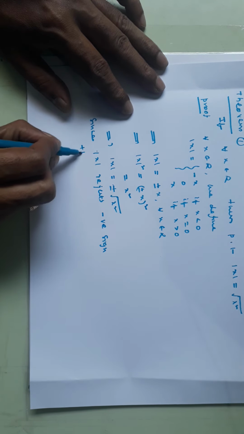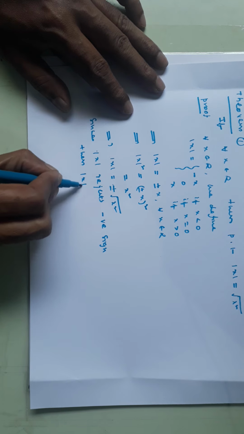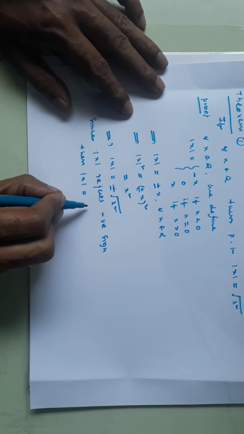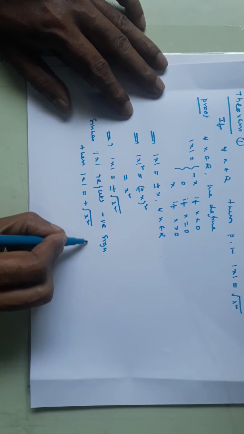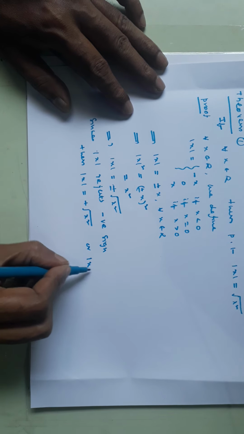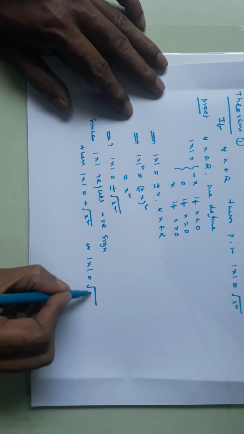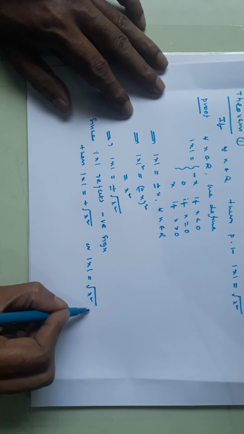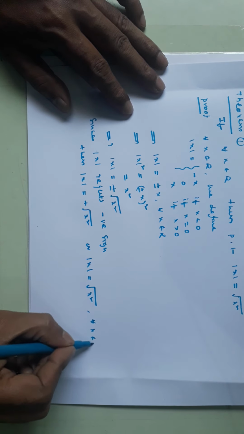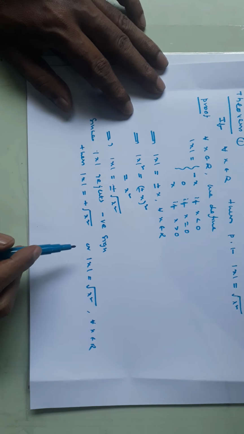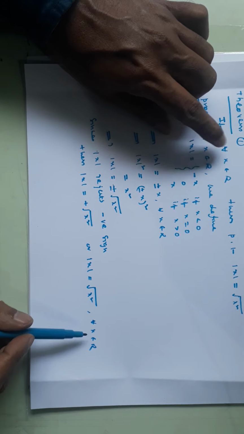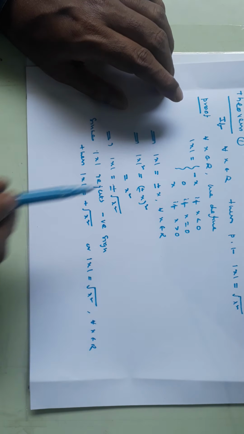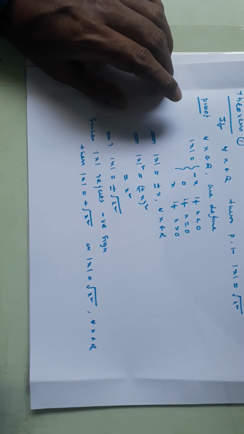then mod x is equal to plus root of x square, or mod x is equal to root of x square, for all x belongs to R. So the theorem statement is, for all x belongs to R, mod x is equal to root of x square.